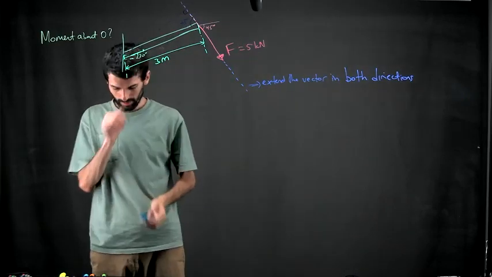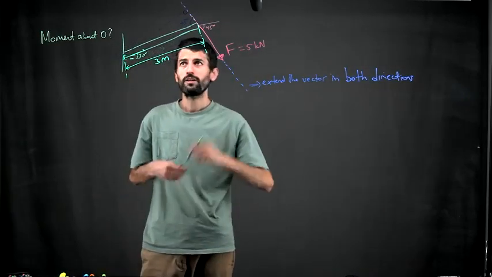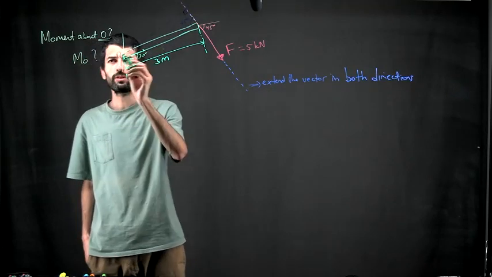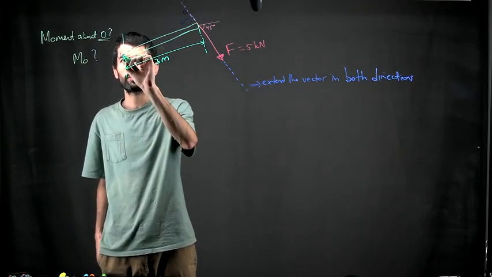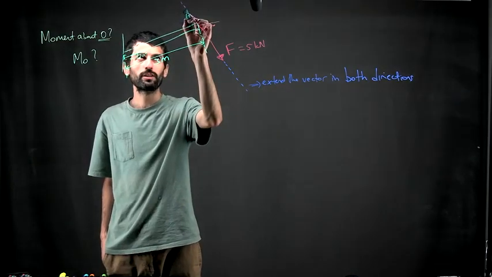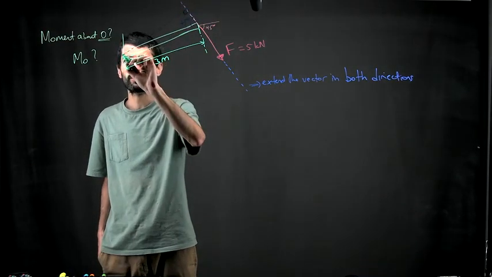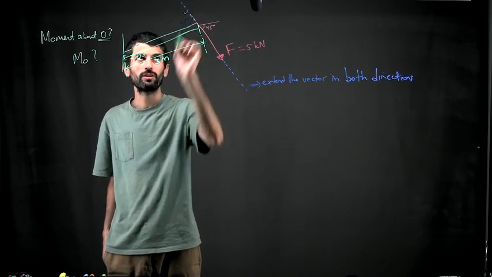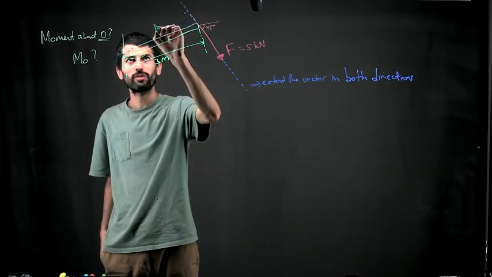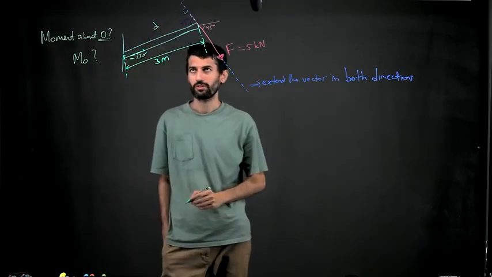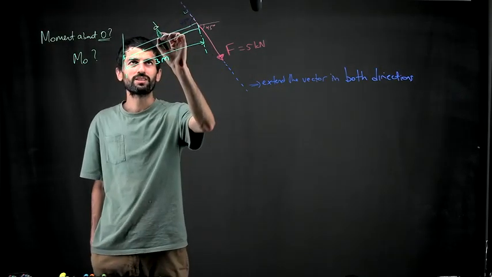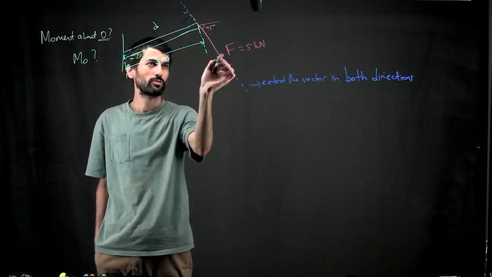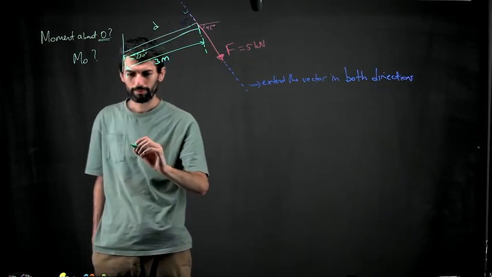I did it. So then, since I'm looking for the moment about O, I will need to find a distance from O to the line of the force. So I need to find a perpendicular distance. As you can see, this one is a perpendicular distance. In other words, I need to find this distance D. If I know this distance D, I can find the moment by multiplying this distance by the force. Okay, so let's do that.